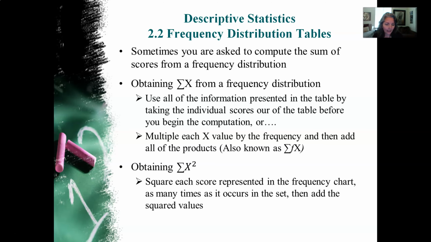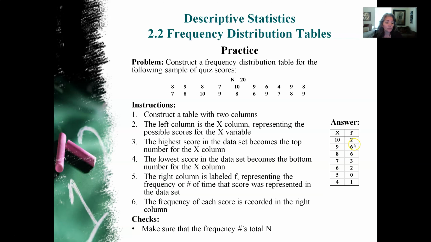So again, if I had 2 10s, I want to square x, or square 10 first. So 10 times 10 is 100. And then now I have 2 of those hundreds. So sum of x squared for just 10 is 200, okay?